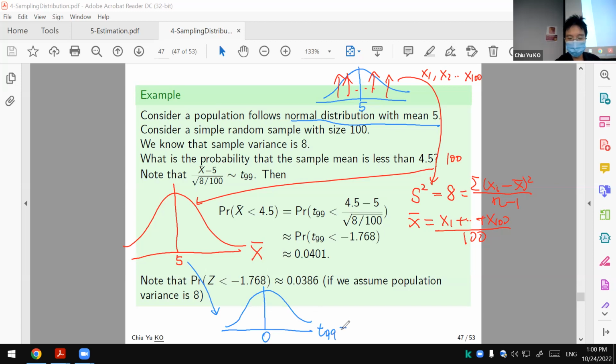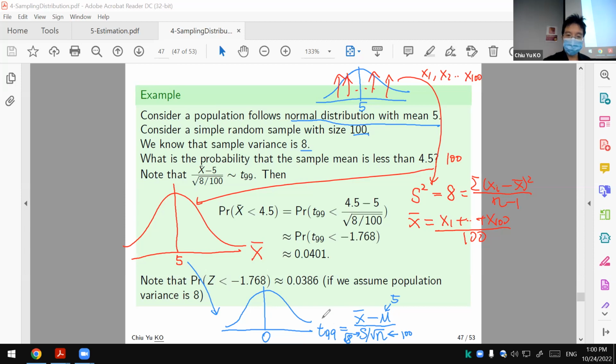T is equal to x bar minus mu, if we know mu is 5, over S over root n. n is 100, and S is the root of the sample variance. So it's here. Now we know this is going to be T99.